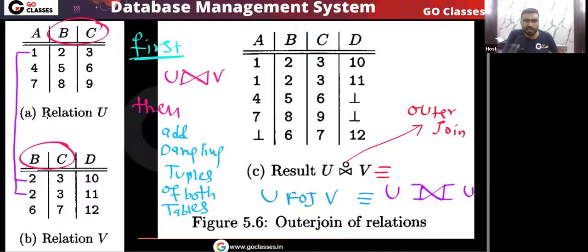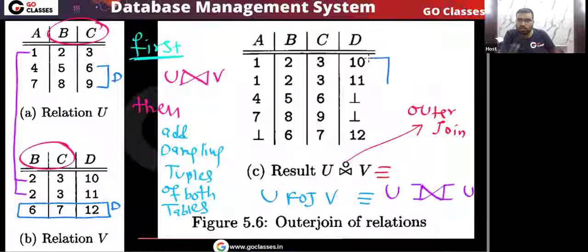So who are the dangling tuples? These are the dangling tuples, and this is a dangling tuple. Correct? So now this is your natural join. This is the result of the natural join. First you have done the natural join, this is the result. Now you will add the dangling tuples. These are the dangling tuples. Is this clear?